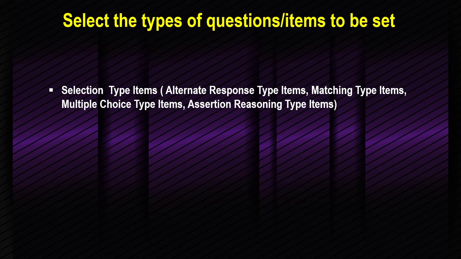Multiple choice type items which have a premise followed by 4 to 5 options, and the person has to select the right answer from the alternatives given. There could also be assertion reasoning type items. The person needs to determine the weightage to be given to the selection type items and the supply type questions.